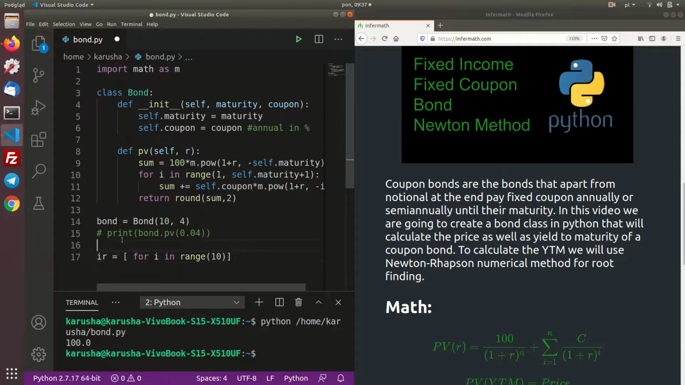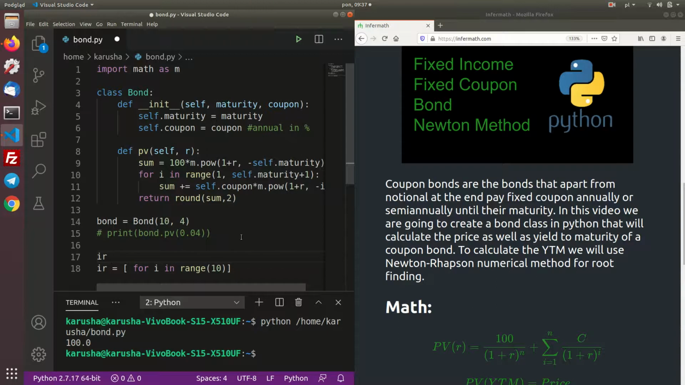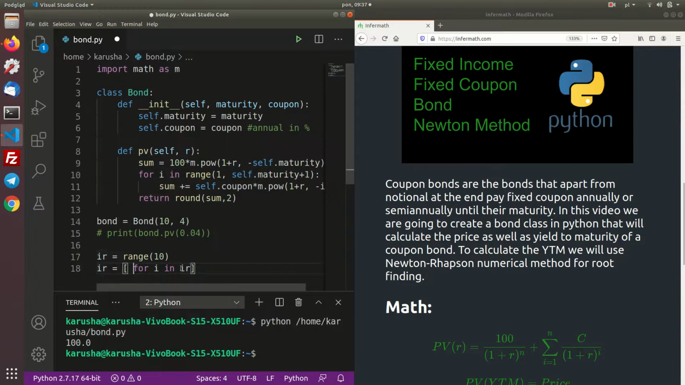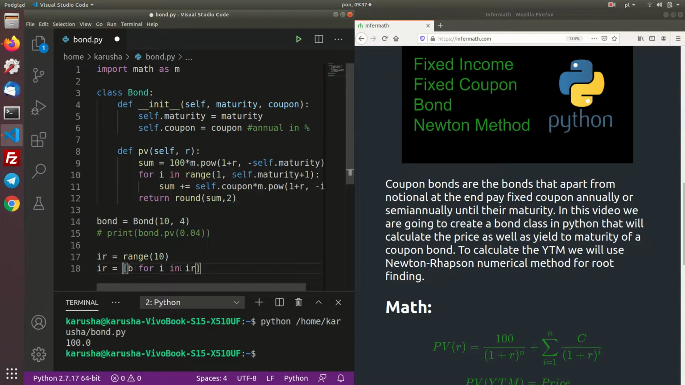So actually, let's write it like this. First define the range here. And now loop through it, and for each of those, let's generate the PV of the bond. This one we will call PVs, and we're gonna call this bond PV.